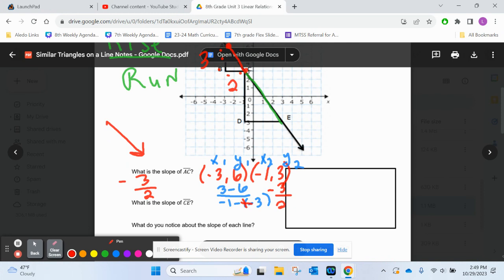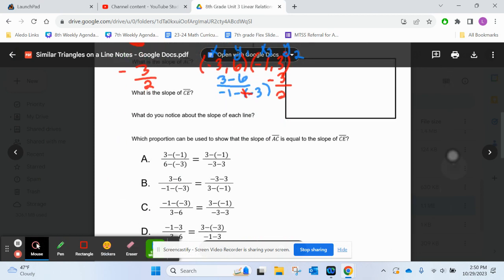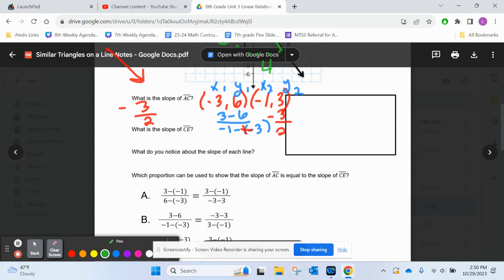Now let's look at line CE and the triangle that goes with line CE. If I count my rise, let me move this back down just a little bit, I've got 1, 2, 3, 4, 5, 6. And my run is 1, 2, 3, 4. So my rise over the run would be 6 over 4. Again, I hope you're noticing that that is a negative slope, so it would be -6 over 4.